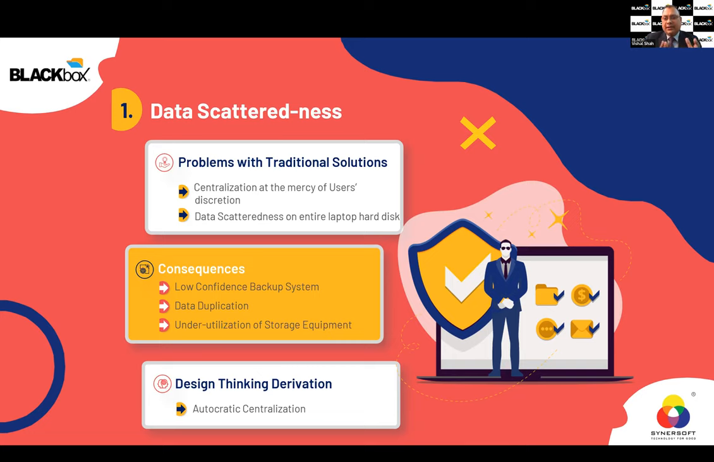And our R&D team's design thinking believes that if we can implement autocratic centralization, then users are not left with the choice where they will save the data, and data will definitely be stored on central storage. It will utilize the full investment in the central storage. It will avoid duplication of data because now data is not scattered. And the confidence level of the data backup would be very high because now we know that all the data is in the central location and we have to only take the backup. So there are ways to achieve this particular thing.